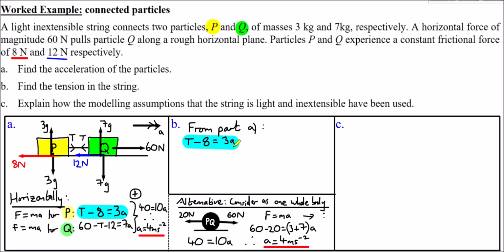We know a now, so if we sub in a, we can actually work out what the tension must be. So T minus 8 equals 3 times 4, which is 12 obviously. So therefore the tension will simply be 12 plus this 8, which will be 20 newtons.